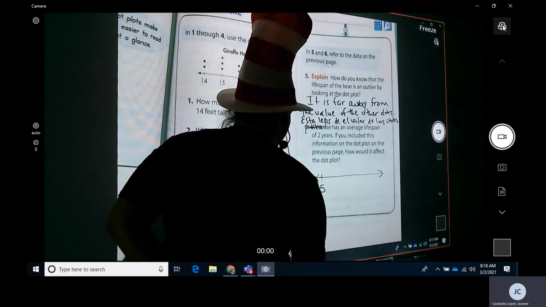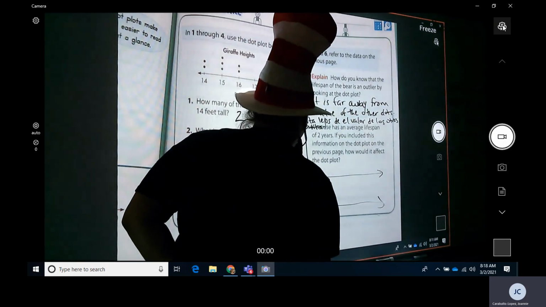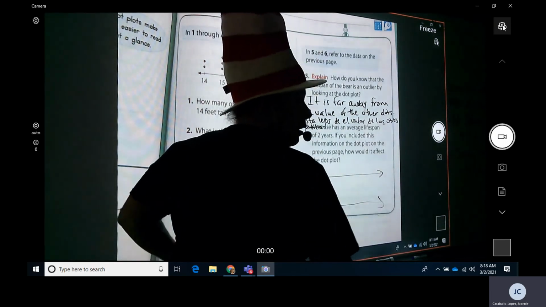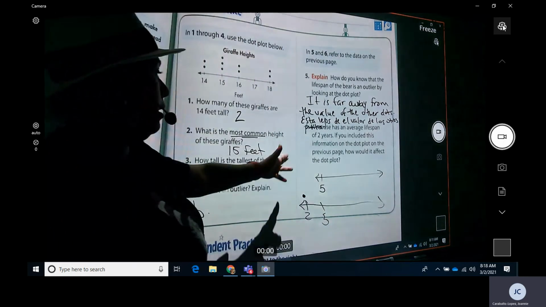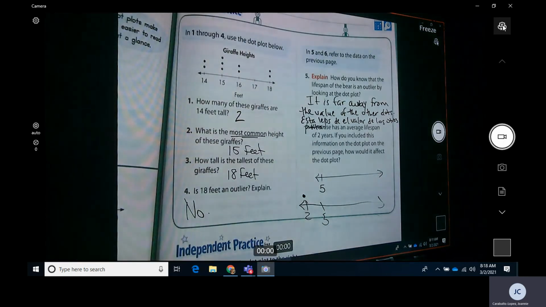So I would have to extend my dot plot to reflect a 2, right? In order for it to reflect the mouse, all right? So that's it, okay? So this concludes today's class. You are going to continue working on page 843, 844, and 845, all right? Do we understand each other?